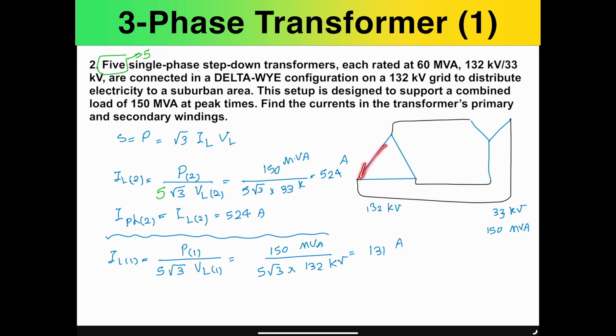However, the phase current for the primary is different from the line current by a factor of square root of 3, such that the line current equals square root of 3 times I phase of the primary side. In that case, I phase of the primary side is going to be 131 divided by square root of 3, which is around 75.6 amps, roughly. So that is how we would be able to find the currents in the primary and secondary in terms of both delta and Y configuration.